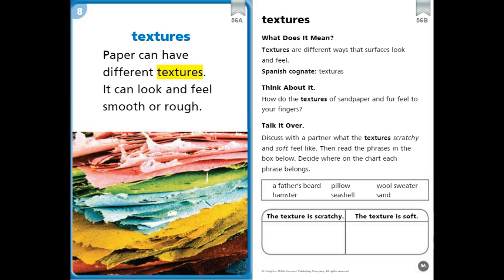Discuss with your learning adult what the textures scratchy and soft feel like. Then read the phrases in the box below and decide where on the chart each phrase belongs.